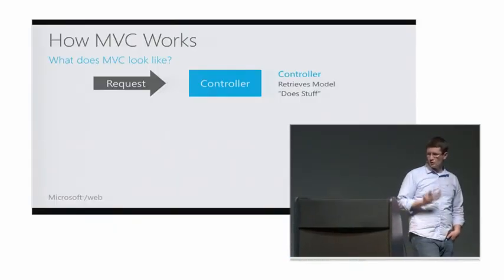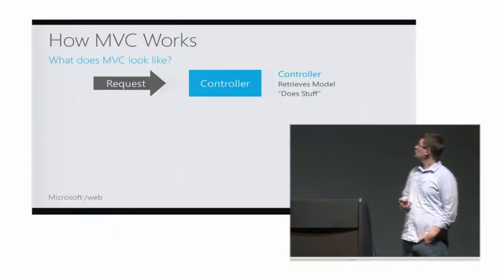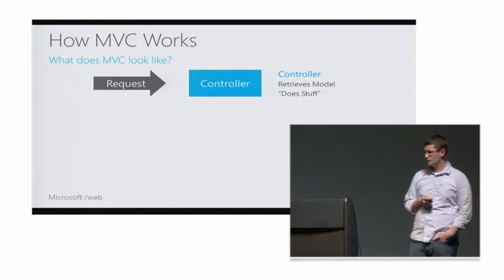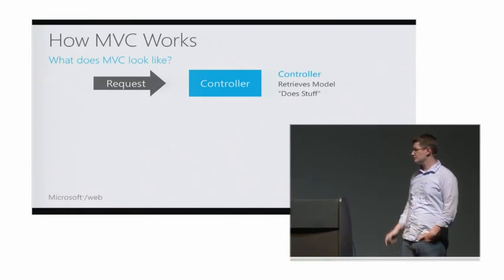So what does it look like for those that haven't? Basically, a request comes into the server, and the controller sees it. The controller is given the request. There's some heuristics about how a controller gets its request, and we'll cover those. The controller gets its request and does stuff.